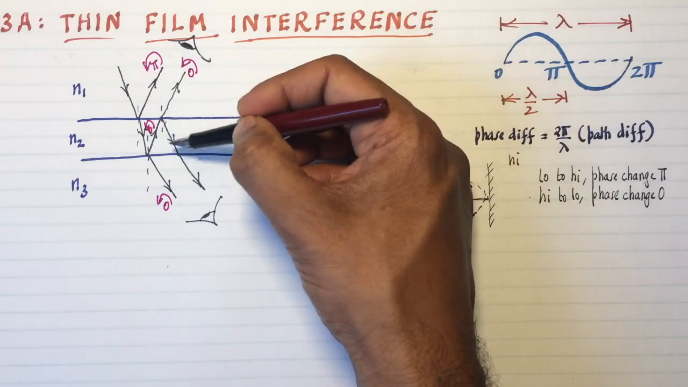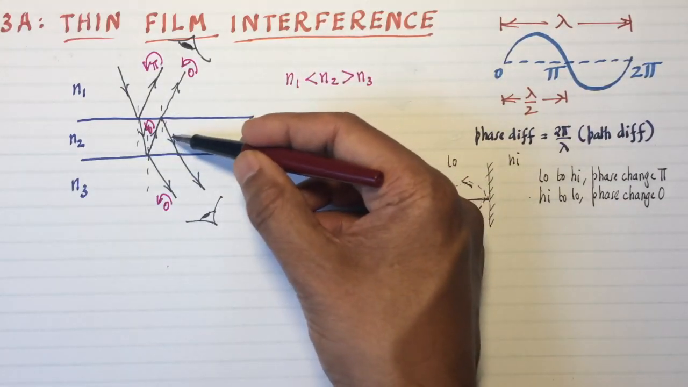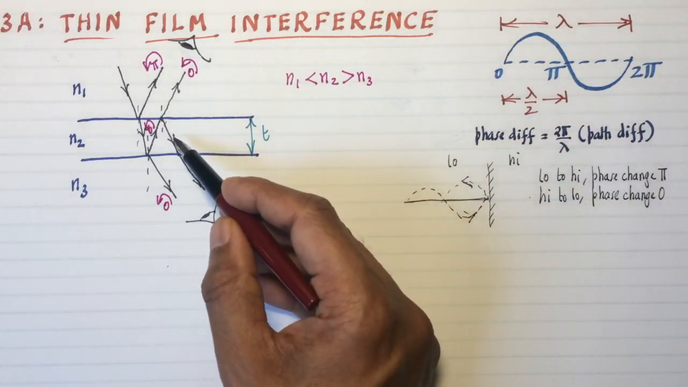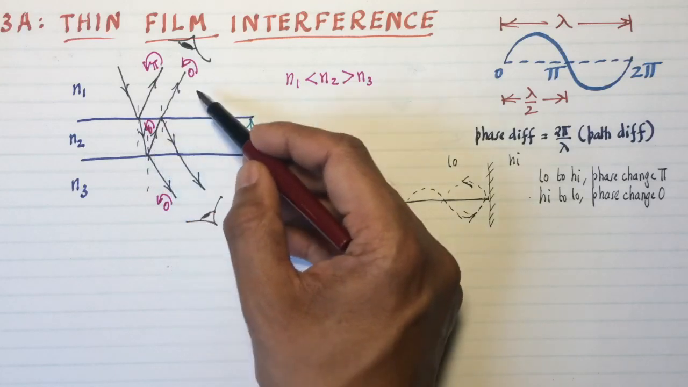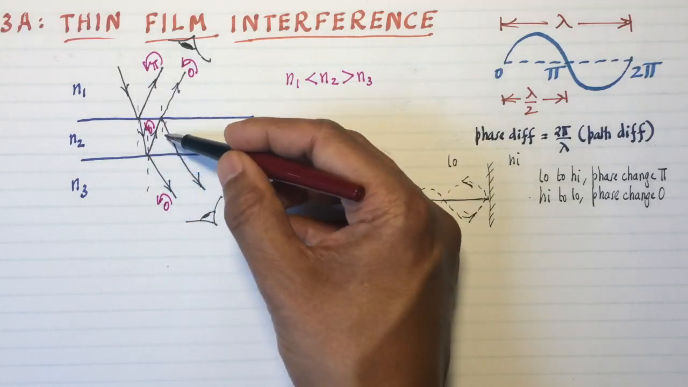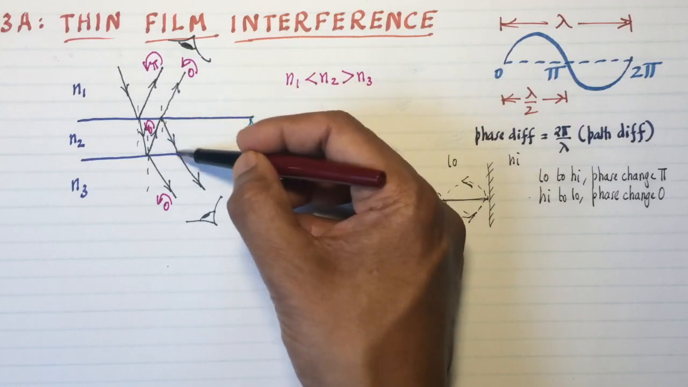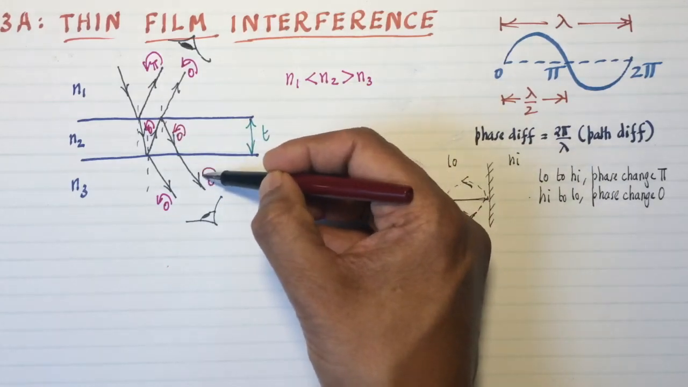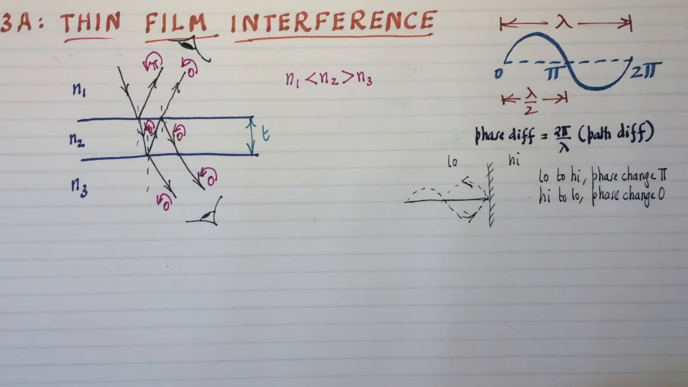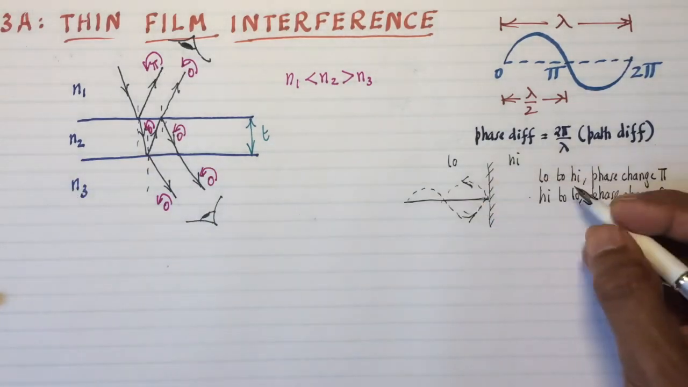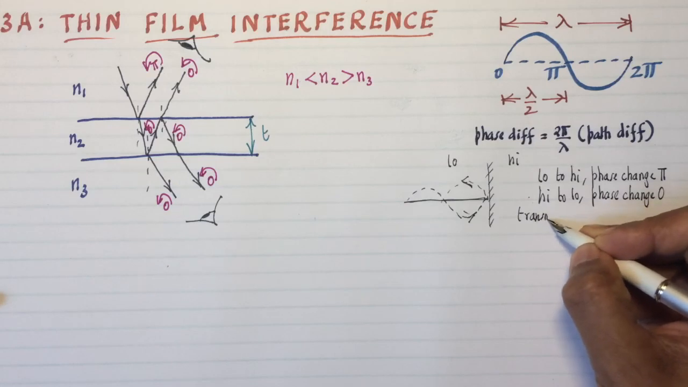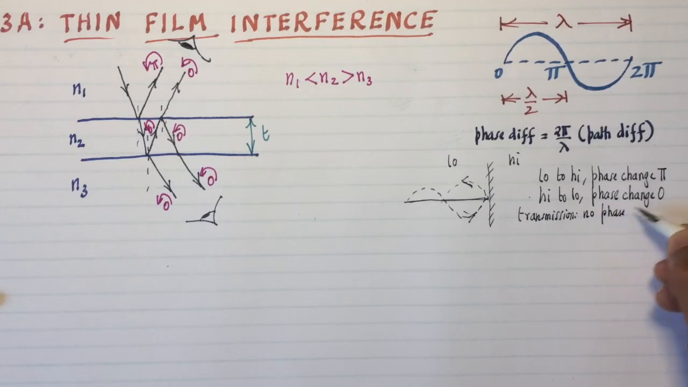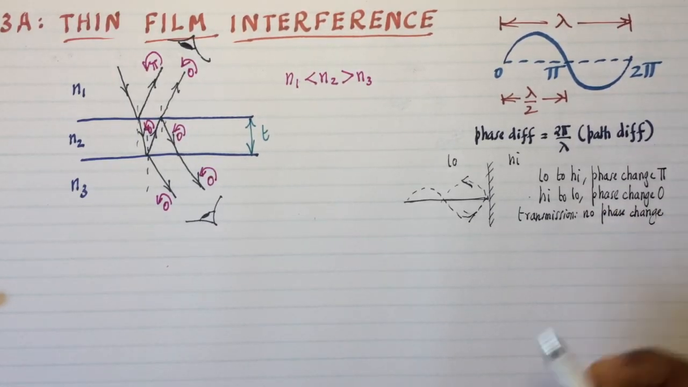Then it reflects again, but it's reflecting from high. This N2 is higher than N1. So it's going to be low to high. Wait a sec. N2 is bigger than N1, so it's going to be high to low, phase change 0. So this again has 0 phase change upon reflection. And then when it comes out, it again has 0 phase change because transmitted rays don't have any phase change. Maybe I should put that as an additional condition: transmission, no phase change. So these are all the different phase changes.